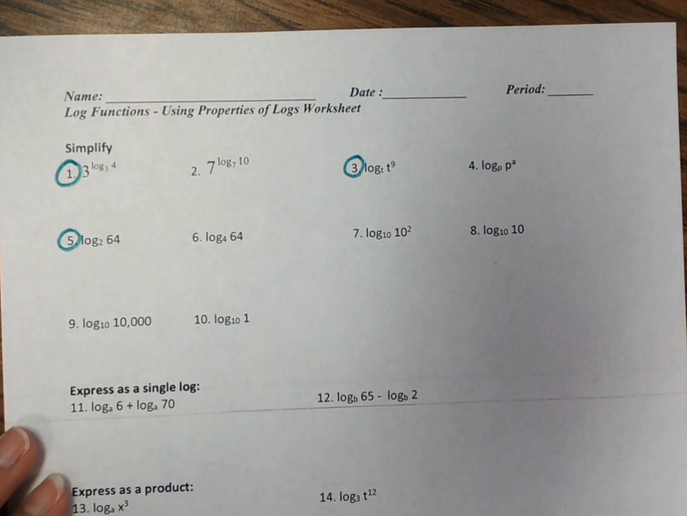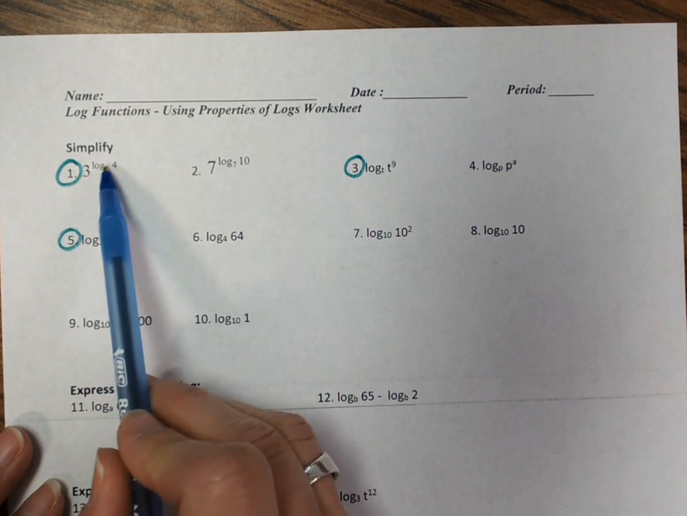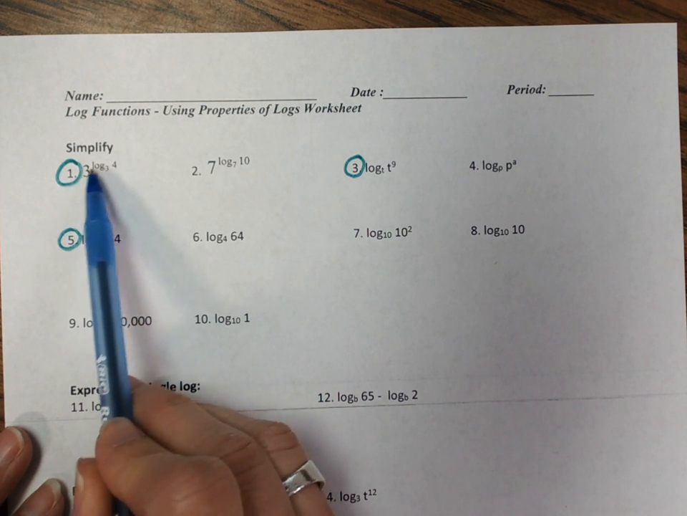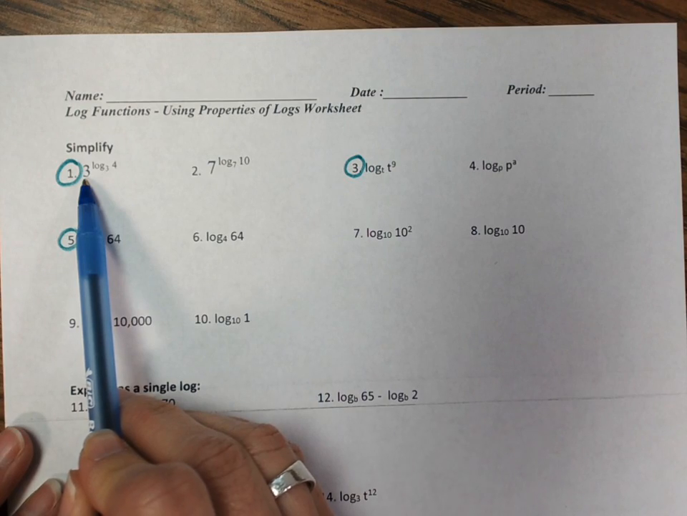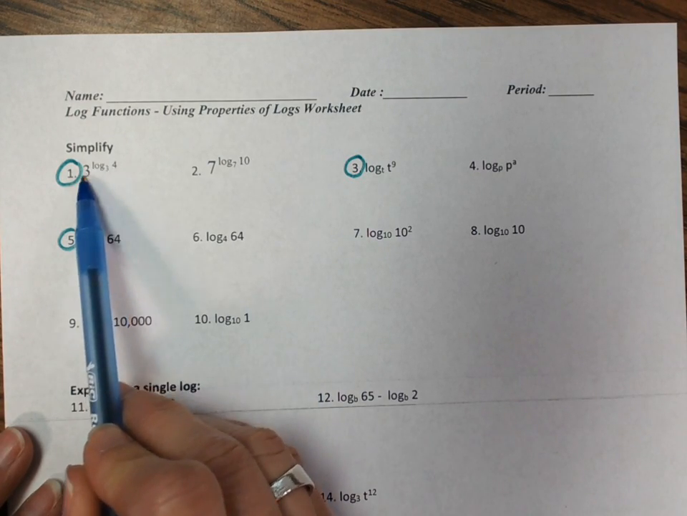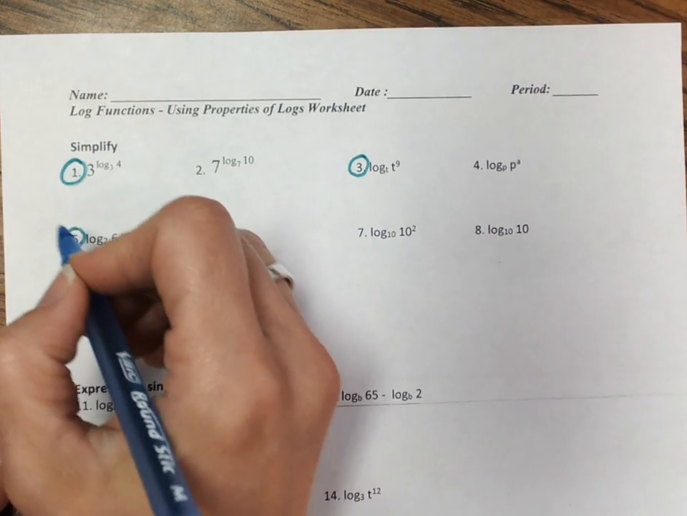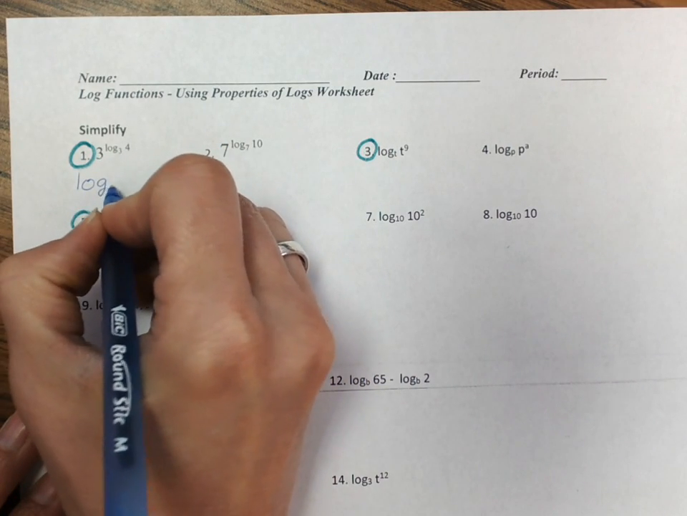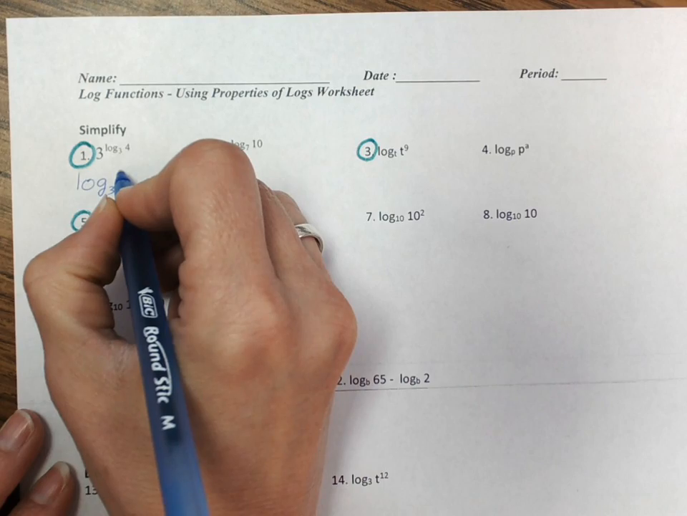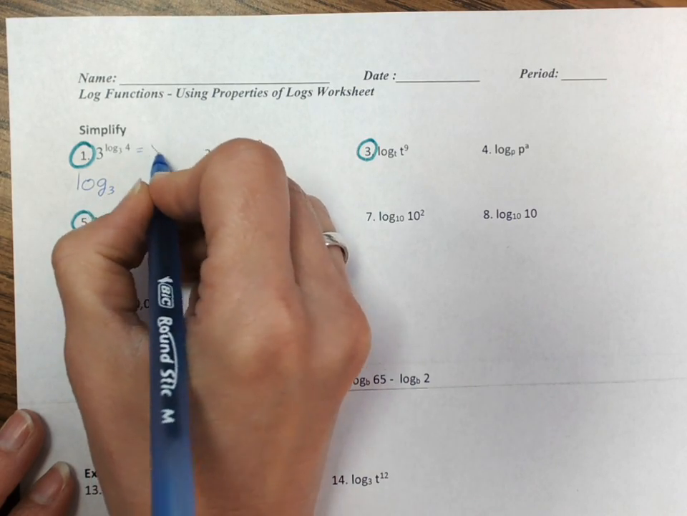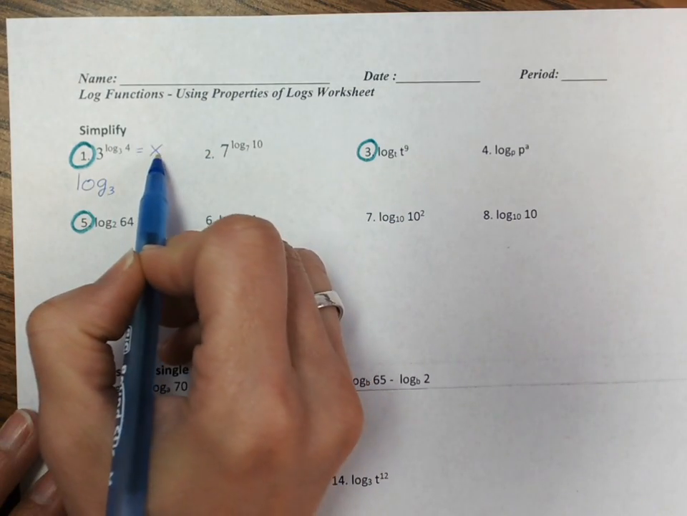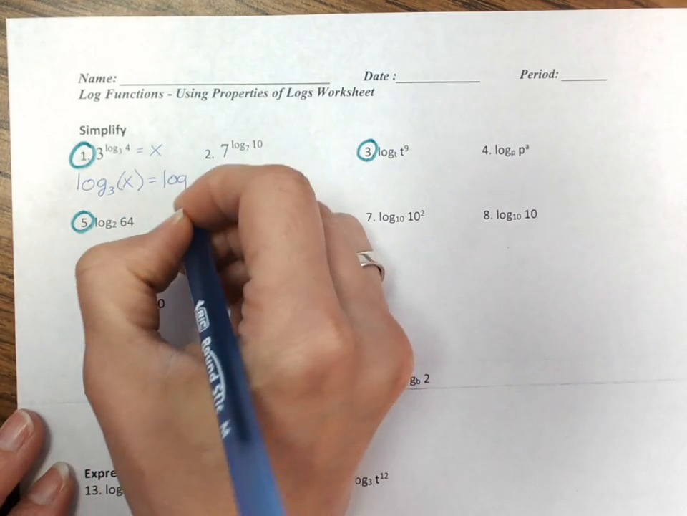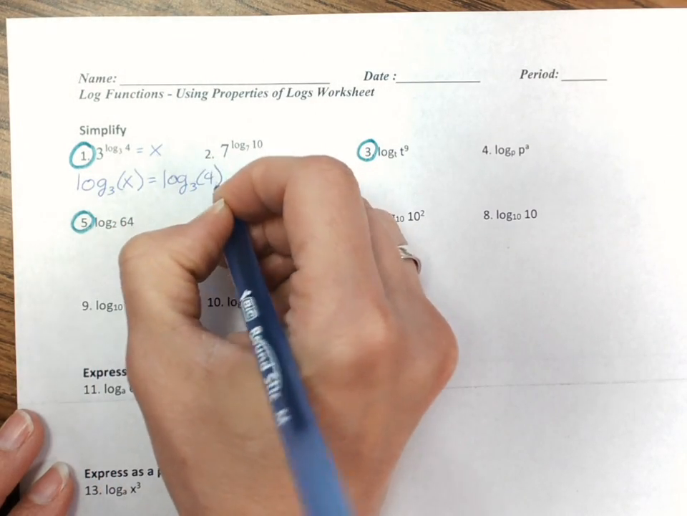Okay, so if we look at this practice, this looks really bizarre. All it's saying to do is simplify. When I look at this, it is in an exponential form, even though there's a log in it. The base is 3. So if I change this from exponential to log form to make it more simplified, the base is 3, so I would have log base 3 of some unknown. We can set that equal to x. So log base 3 of x is equal to log base 3 of 4.